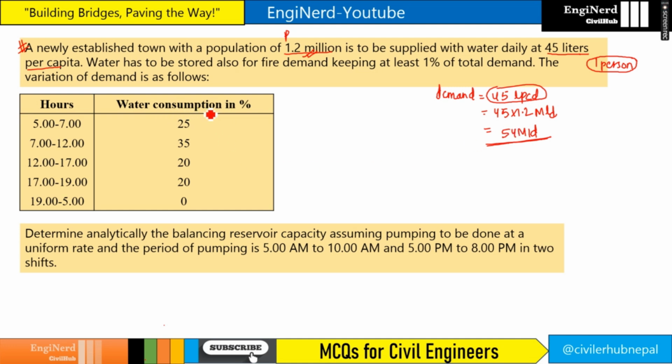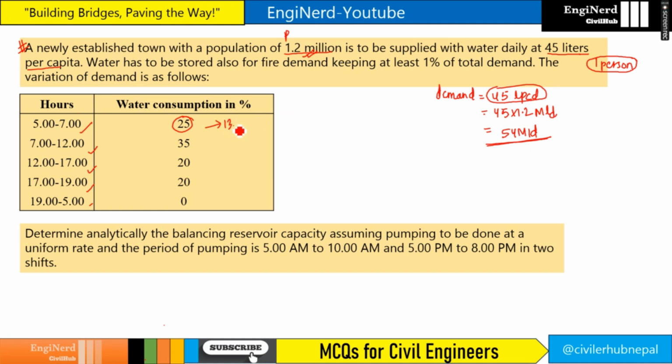Now, if you see here, water consumption in percentage and different time frames are given, 5 to 7, 7 to 12. So we need to find the demand according to these particular time frames. So for this one, it is 25%. 25% of what? It is 25% of 54, right? So what is 25% of 54? It will be 0.25 into 54, so it will be 13.5, right?